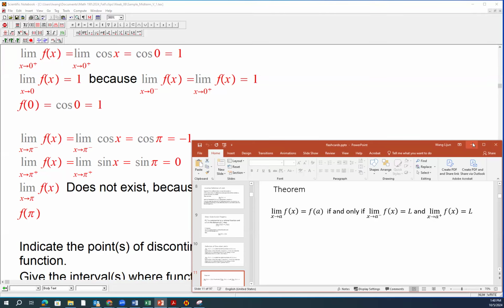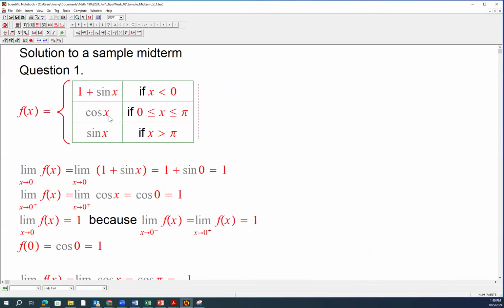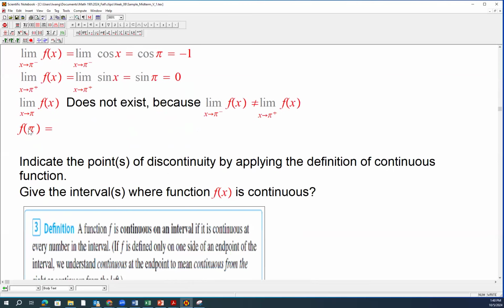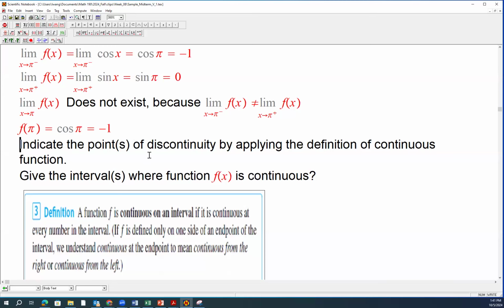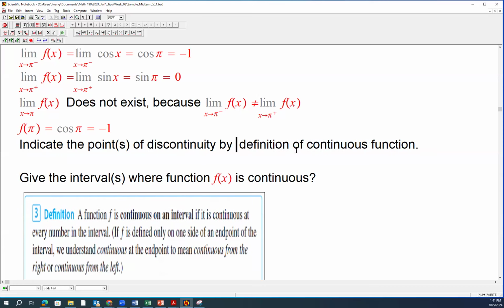And last but not least, f of pi: we apply the function, which is cosine x. So once again, don't write cosine x, write cosine pi, and that equals -1. But on this exam, if I give you a question like this, I will add additional questions. The first one is to indicate the points of discontinuity by applying the definition of continuous function.